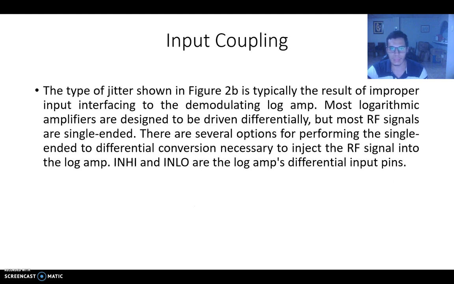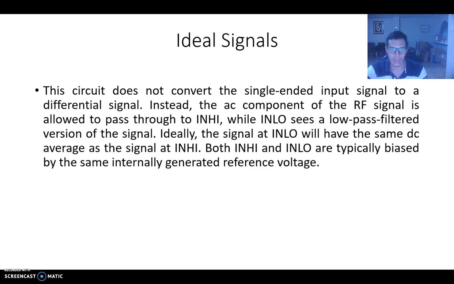Input coupling. The type of jitter shown in Figure 2b is typically the result of improper input coupling to the demodulating log amp. Most logarithmic amplifiers are designed to be driven differentially, but most RF signals are single-ended. This circuit does not convert the single-ended input signal to a differential signal. Instead, the AC component of the RF signal is allowed to pass through to INHI, while INLO sees a low-pass filtered version of the signal.